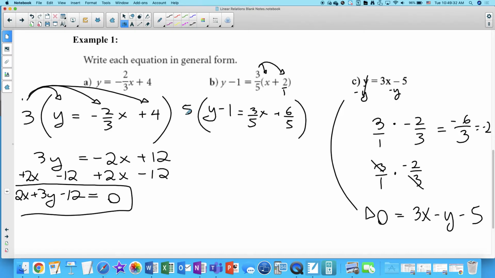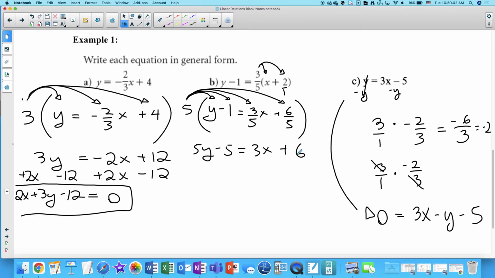Okay, so when I go 5 times y, I have 5y. 5 times 1 is 5, so minus 5 equals, what happens here? The 5's cancel. So what am I left with? 3x, exactly. And then what about here? 5's cancel, so I just have 6. Okay. All right. What next?